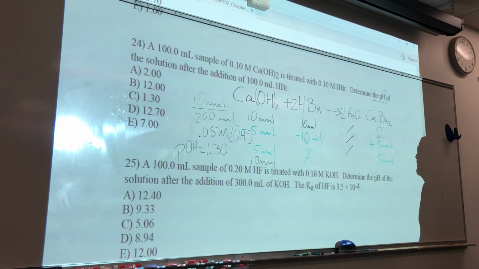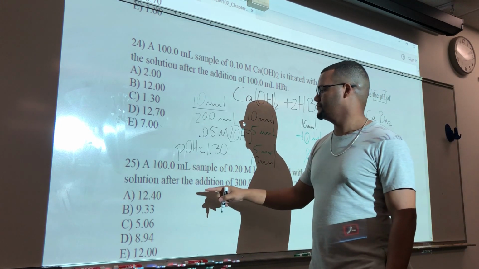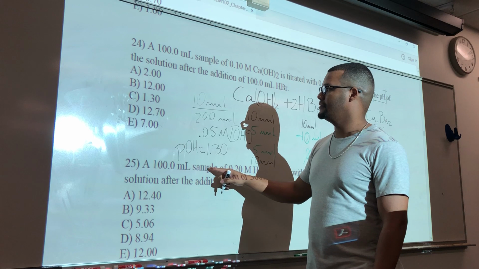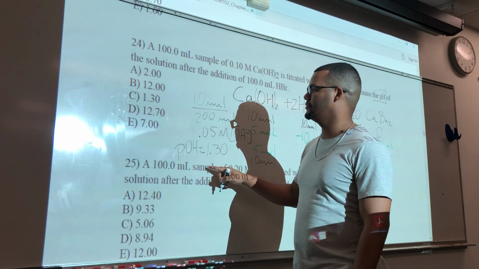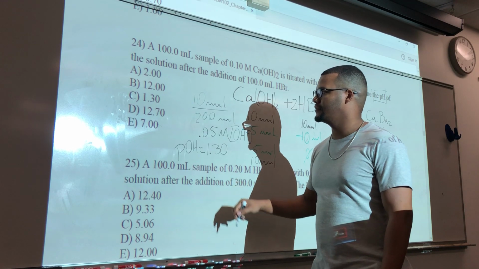So try that. pH is going to be 14 minus 1.30, right? Is it 12.70? Yeah, 12.7. So D is our answer. You can also double check it by knowing you're going to have excess of a base, which makes basic sense.